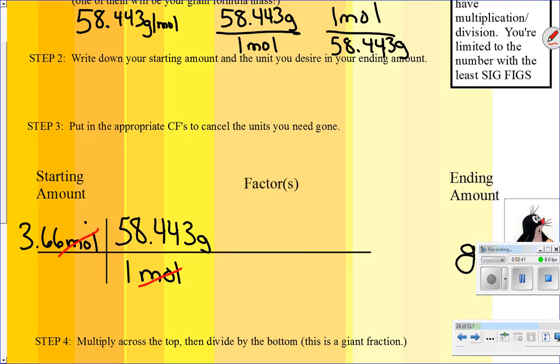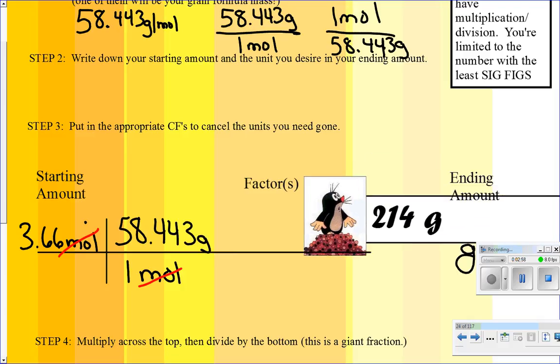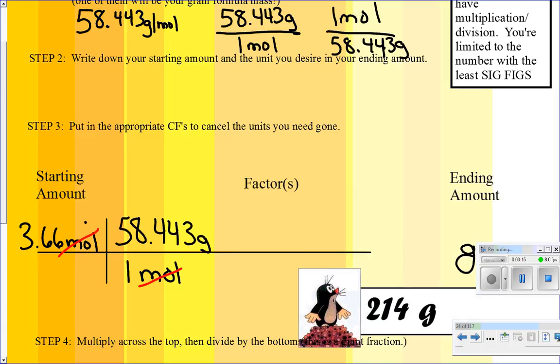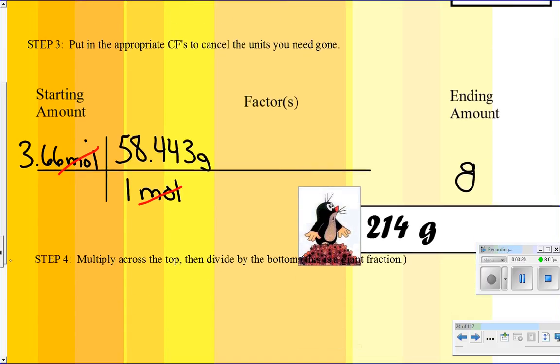So you're going to go ahead and punch into your calculator 3.66 times 58.443 grams. And this should give you, I got 213.90138. I have to round that. I should have 3 significant figures since I had 3 sig figs in 3.66. So I'm going to round that to a nice 214 grams. Because of the number of sig figs I'm limited to from my 3.66, my rounding in my GFM doesn't really make a huge difference with these questions. Remember, what you're doing here is multiplying across the top first and then dividing by the bottom. So I ended up really just dividing by 1.